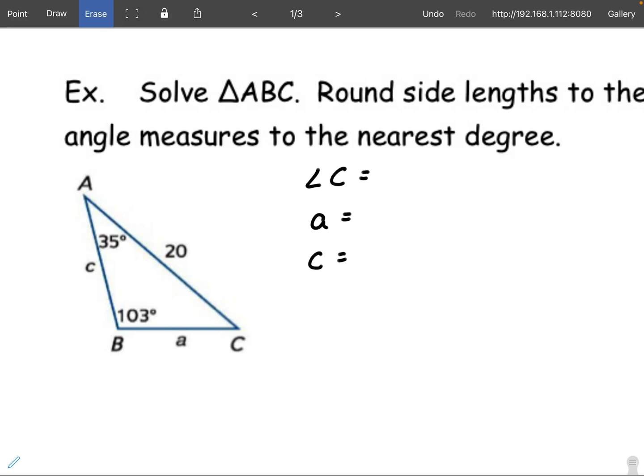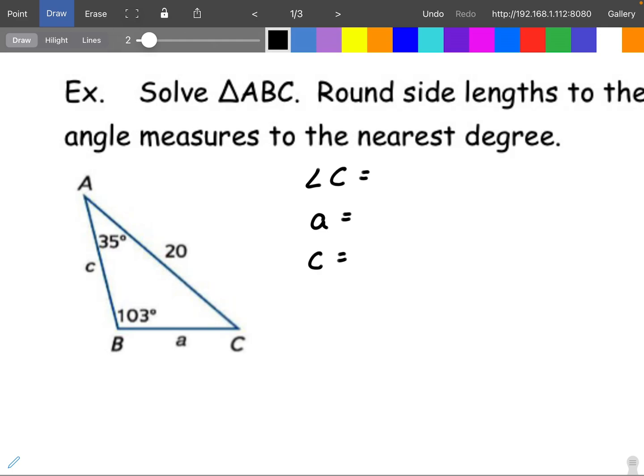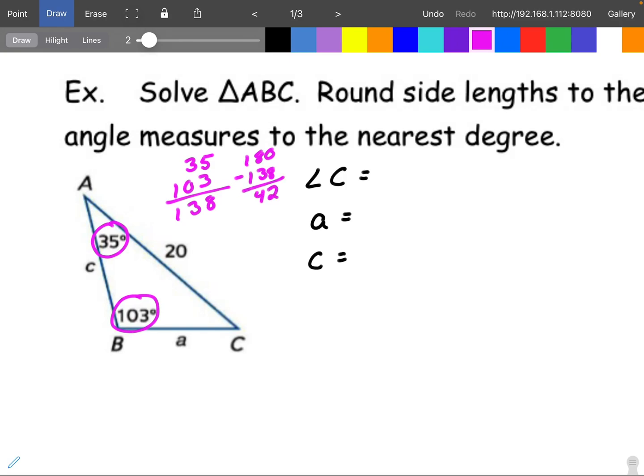Now I want to start off with the easiest thing. Since I know two of my angles, then if I think back to geometry, that third angle is super easy to find. So I know that all three angles of any triangle has to add up to 180. Therefore, if I take the two angles that I know and I add them together, so 35 plus 103 gives me 138. And then I know that with the third angle, it has to equal 180. So I do 180 minus 138. Then that's going to give me 42. Therefore, I know angle C is 42 degrees.